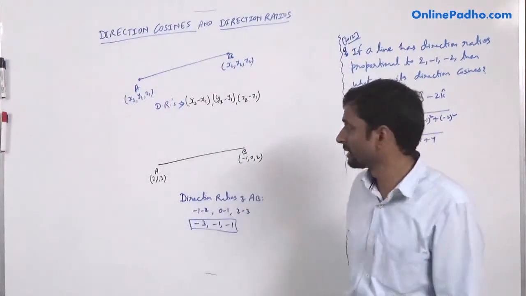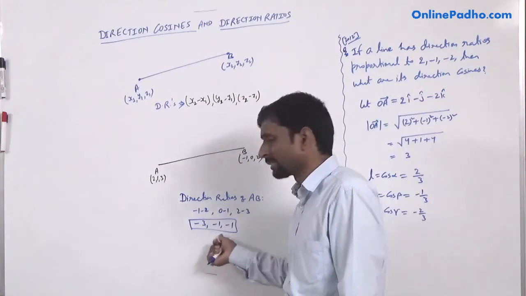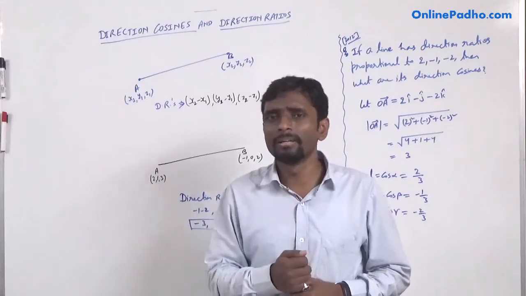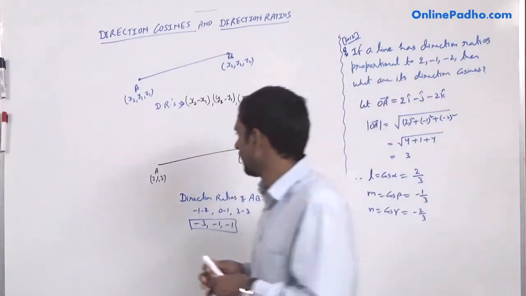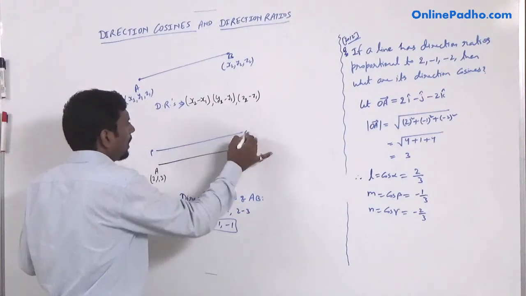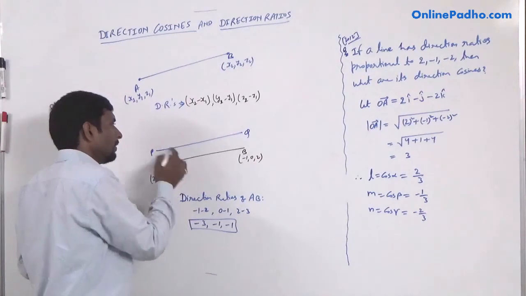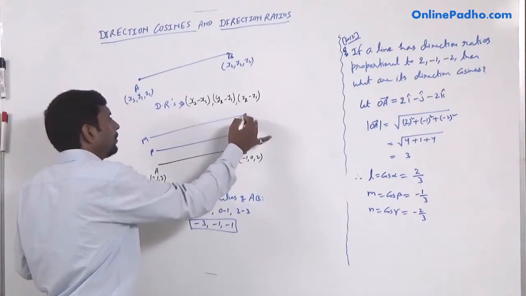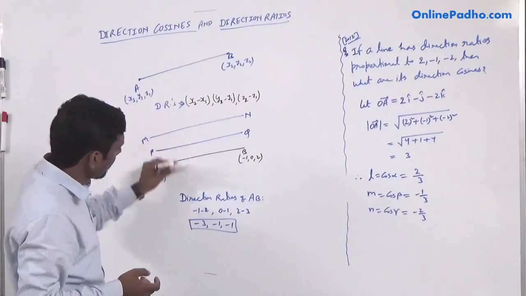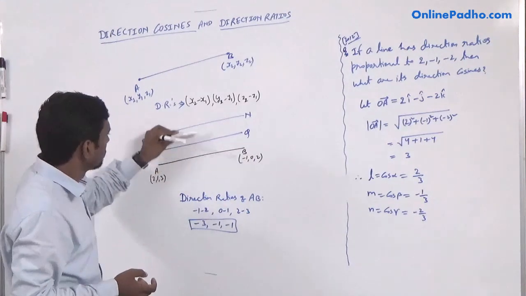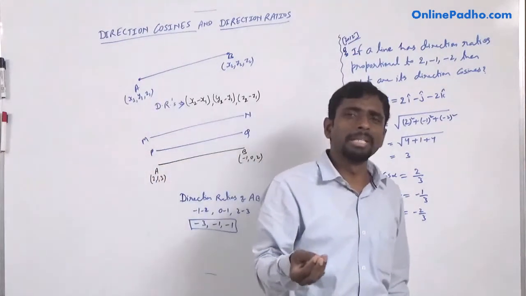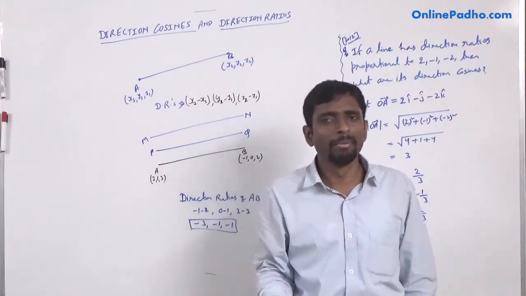Now if we have to find the direction cosine, then we can find it with the help of direction ratio, right? And you know, if a line is parallel to another line, then their direction ratios are the same. If we have a line AB and a line PQ which is parallel to the line AB, and a line MN which is also parallel to the line AB, then the direction ratios of all the three lines are the same. Direction ratio of PQ is minus 3, minus 1, minus 1. Direction ratio of MN is minus 3, minus 1, minus 1. Direction ratio means the i component, j component and k component only. That will be the direction ratio.